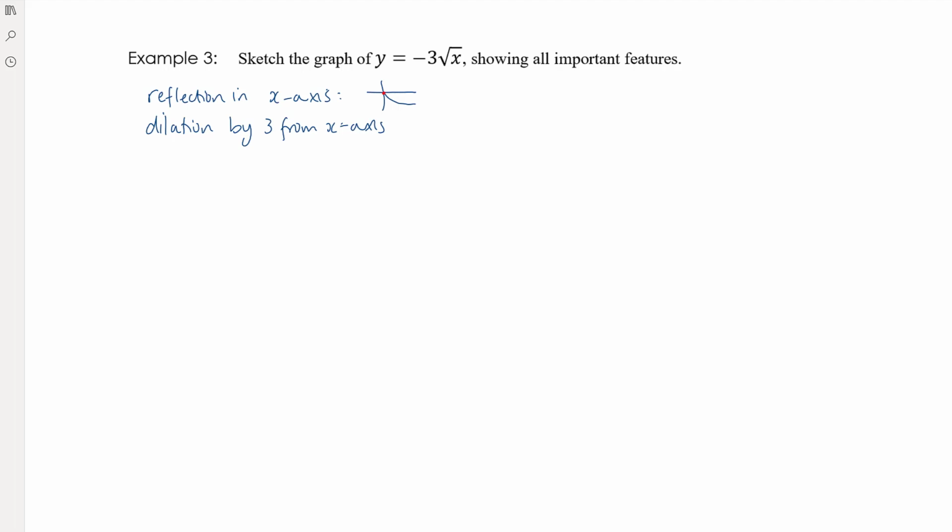So we're going to need another point on this graph, so we're going to need to think about subbing in a value. So for example, when x equals 1, nice easy point, y equals negative 3 times root 1, so that's just negative 3. So I'd mark the point (1, -3) on my graph. It gives the sense of dilation.